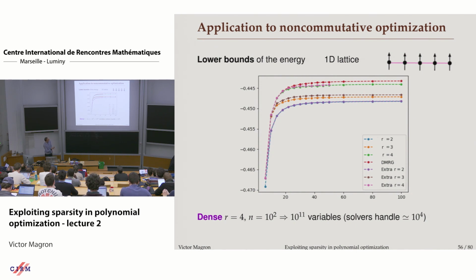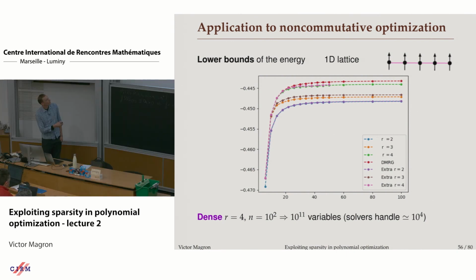The top graph, the red curve, is the upper bound on the minimal energy, up to numerical errors. And the other curves correspond to various lower bounds. The blue curve is the one corresponding to degree 4. And the curves which are very close to the red curve correspond to high degree relaxations.